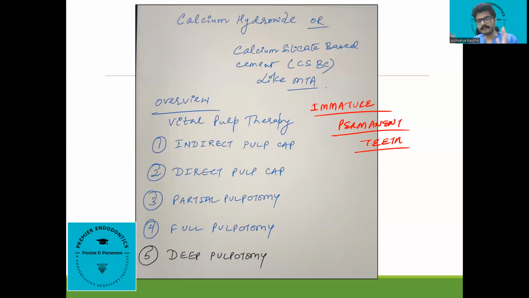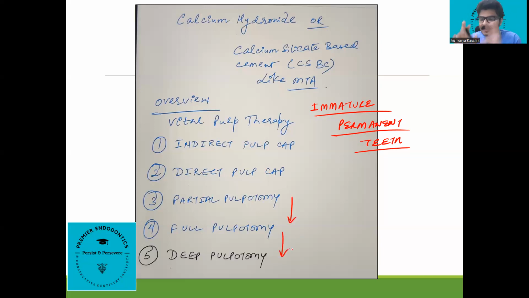We've reached a plane where the patient, after a traumatic injury, has come to us, and we have reached the plane by doing a partial pulpotomy, by only removing the superficial 2 to 3 mm. Okay, fine. What about if we've not reached that plane of the healthy pulp? We go for full pulpotomy. Still, if we have not reached, we go for deep pulpotomy.